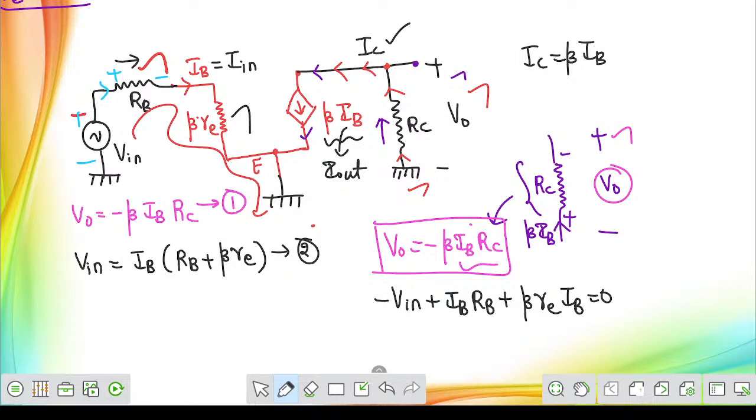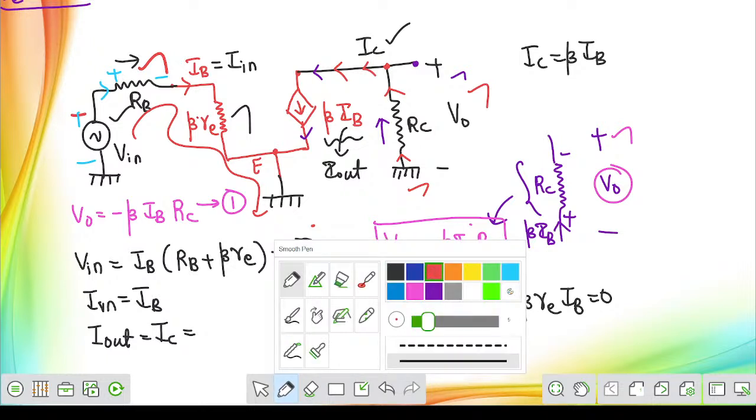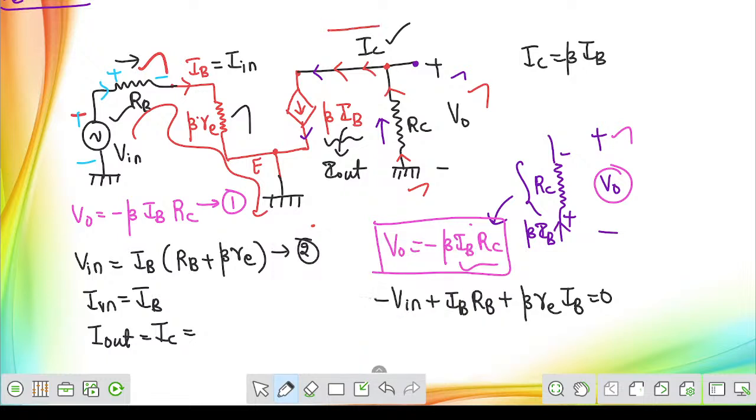So the third one is, input current is simply equal to base current because that is where we are having our input terminal. Output current is nothing but collector current IC. One thing you have to understand is that output current means the current which is coming out of the circuit.